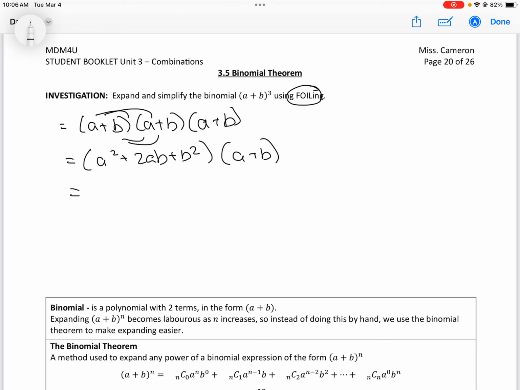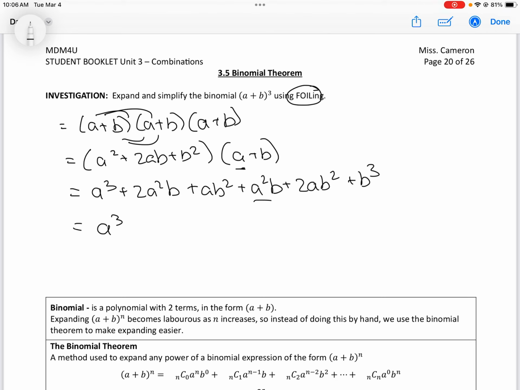So let's multiply everything by a first. I get a cubed plus 2a squared b plus ab squared. Now let's multiply everything by b: plus a squared b plus 2ab squared plus b cubed. And now we simply collect like terms. So a squared b's, I have 3 of them. And then ab squareds, I have 3 of them. Then I have an a cubed and a b cubed. So that's how we would expand with foiling.